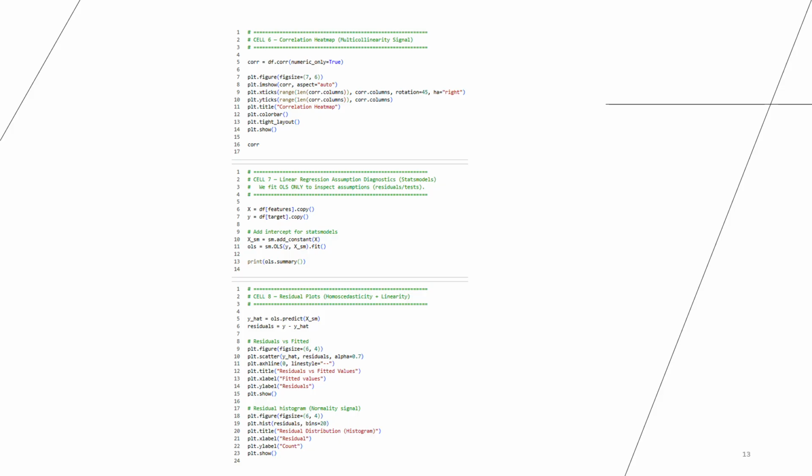Now that we have explored the basic distributions of the variables and examined how individual features relate to the target, we continue our exploratory analysis by looking at how the variables relate to each other. In cell 6, we compute a correlation matrix using the numeric variables in the dataset. A correlation matrix measures the strength and direction of the linear relationship between pairs of variables. The values typically range from -1 to +1. Values close to +1 indicate a strong positive relationship. Values close to -1 indicate a strong negative relationship. And values near 0 suggest little to no linear relationship.